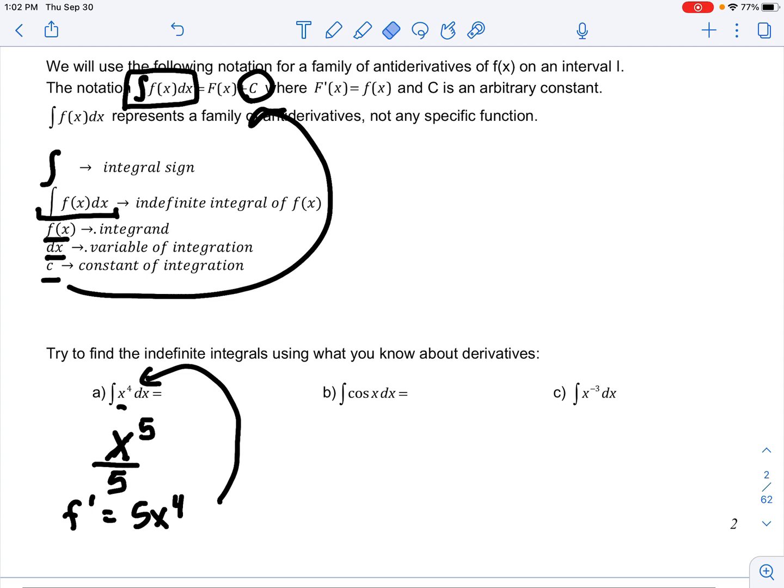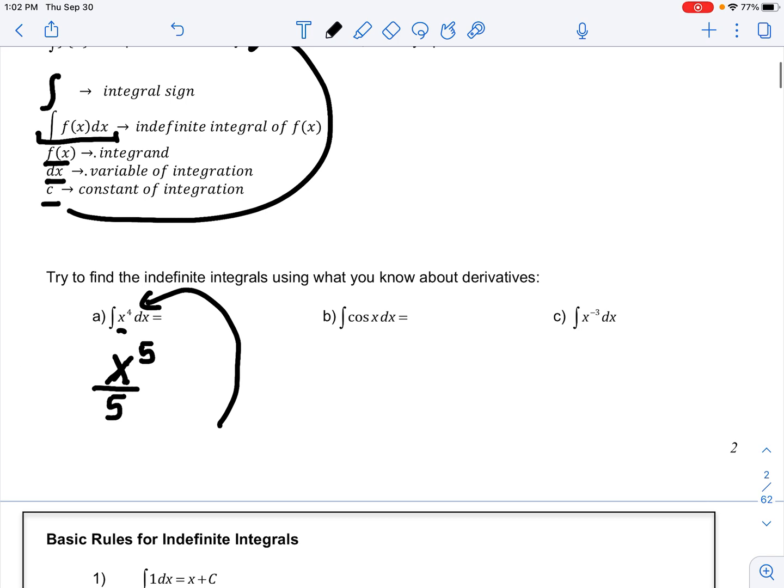If I put that there, let's check our derivative. So if this is big F of x, little f of x, we can check it: bring down the 5, reduce the power by 1. So that leads me back to my original function. So this would be my antiderivative. And remember, for our antiderivative, we always need that constant of integration.